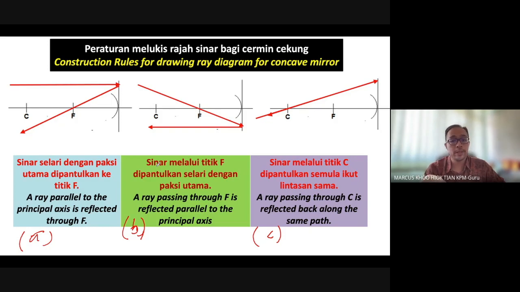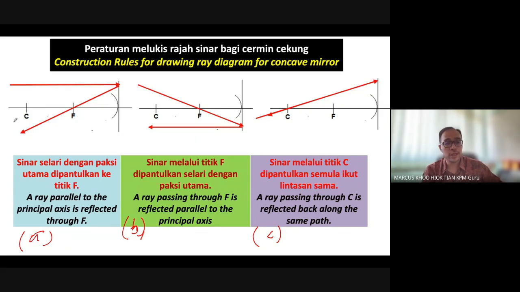Now, in your notes, they give you left hand and right hand side. It's the same thing, just flipped. If you notice, this one is the first part, then the second one underneath is the same mirror. It's still a concave mirror, except they flipped the setup. So just practice drawing the three rules over there: rule A, rule B, and rule C.